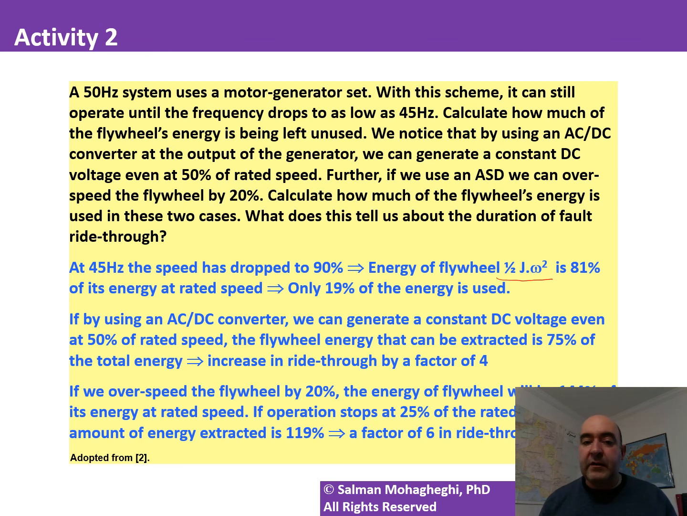And you can follow this logic. If I use an adjustable speed drive to overspeed that flywheel by 20%, that means my omega is going to be 1.2 times rated omega. That means I will have 144% energy compared to the rated situation. Remember, I still have the converter, so I will stop when 25% energy is remaining. So 144 minus 25%, that's 119%. So by using that adjustable speed drive and the rectifier, I can utilize 6 times more of the energy of the flywheel compared to the base case. When you use 6 times more energy, that means your ride-through duration through the fault is going to be 6 times longer.